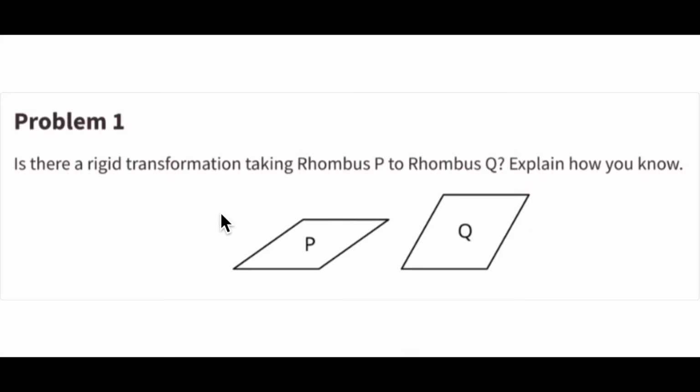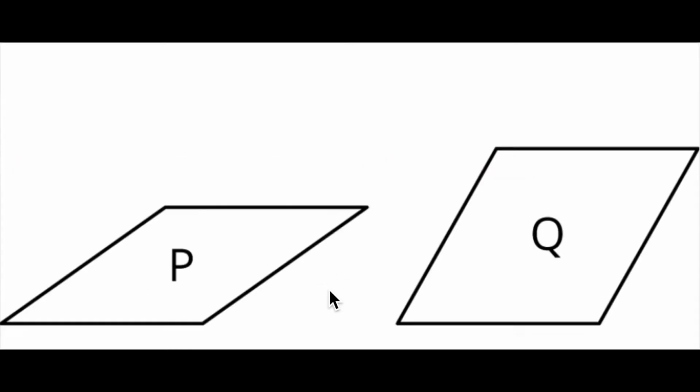Problem number 1 asks, is there a rigid transformation taking rhombus P to its image rhombus Q? And explain how you know. So can I move P in some way, flipping, rotating, sliding, so that it exactly covers rhombus Q? So here is rhombus P, here is rhombus Q.